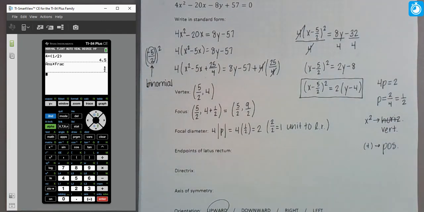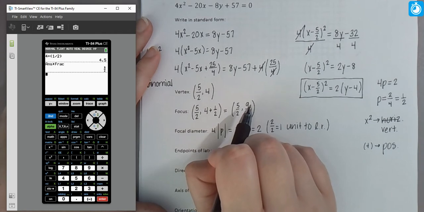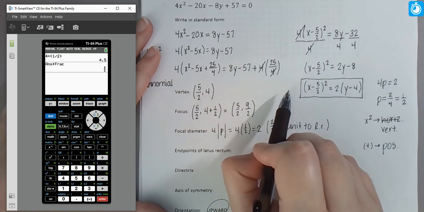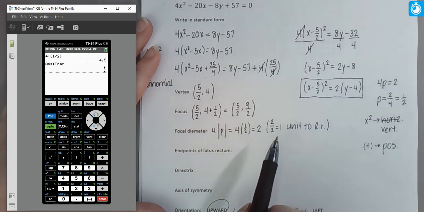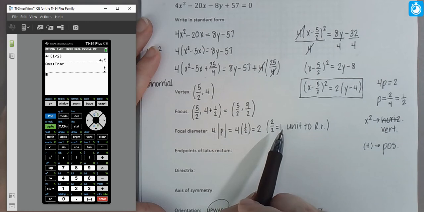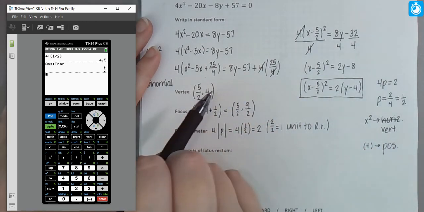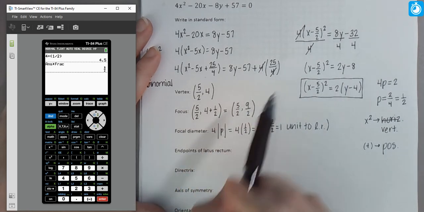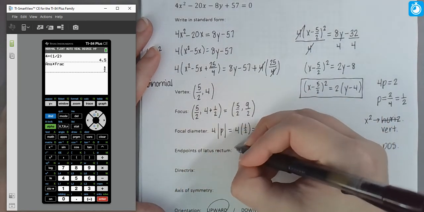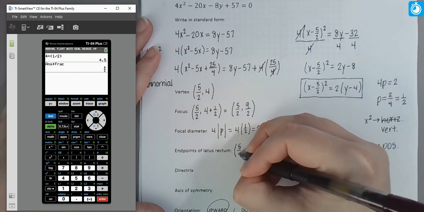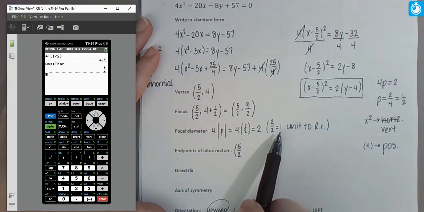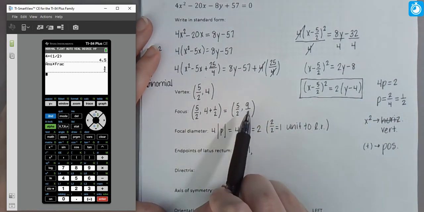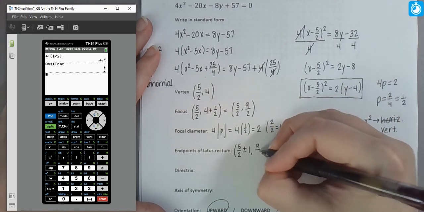So remember, we're starting at the focus, and then since we have a vertical parabola, we're going to the right and to the left of the focus this many units. So in other words, we're holding the y coordinate constant at the focus, and we're increasing and decreasing the x coordinate. So x coordinate 5/2 increases and decreases by 1 unit, and then we're holding our y coordinate constant at 9/2.